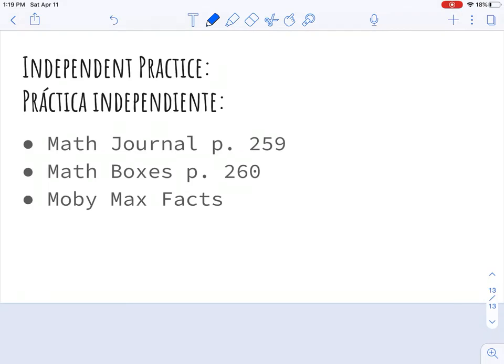All right, some independent practice today. You're going to work on Math Journal, page 259, and then Math Boxes, page 260, and then log into MobyMax and do your math facts.